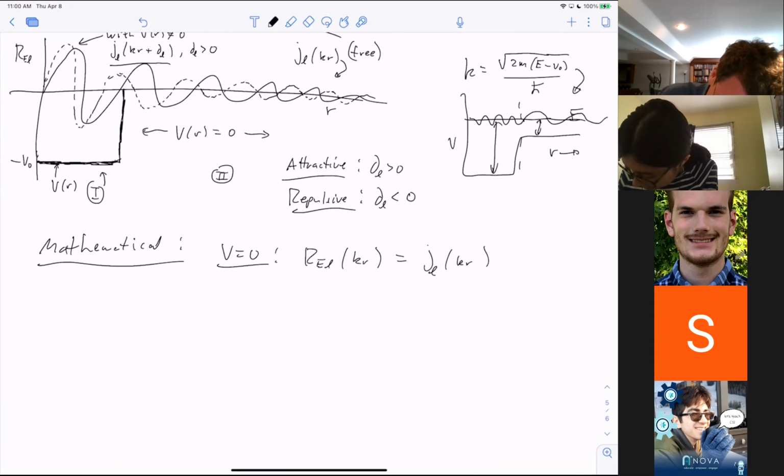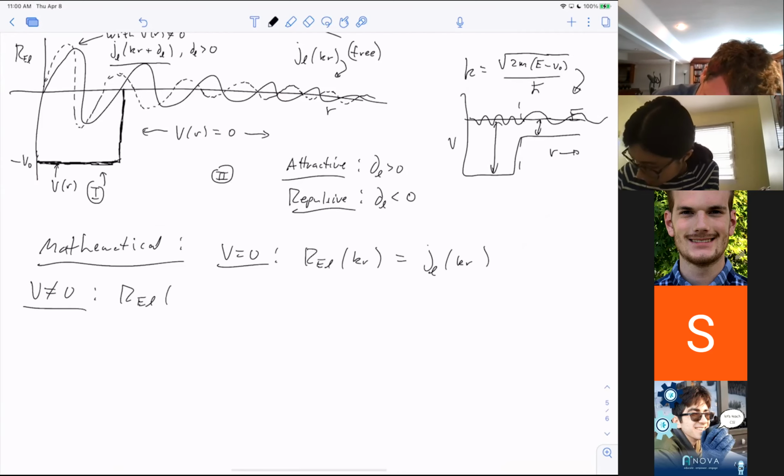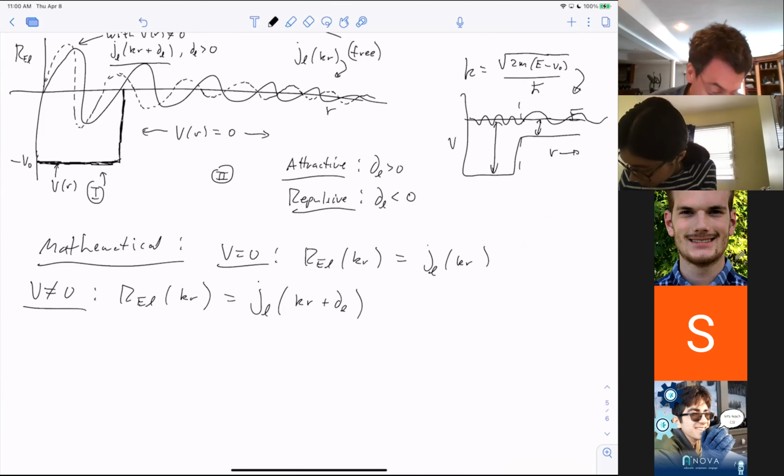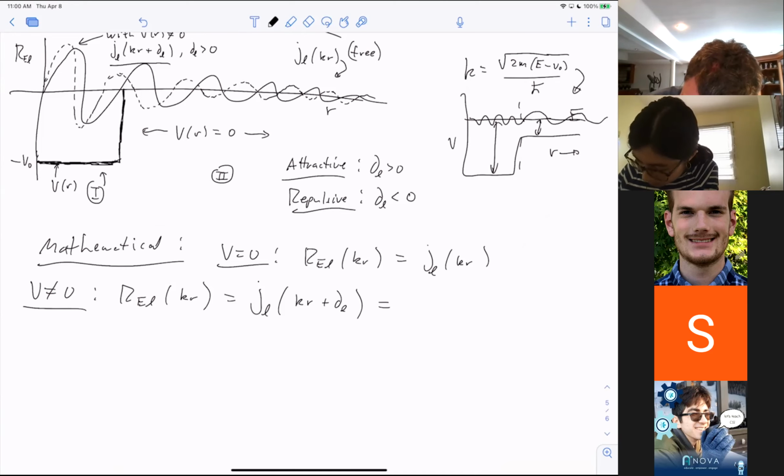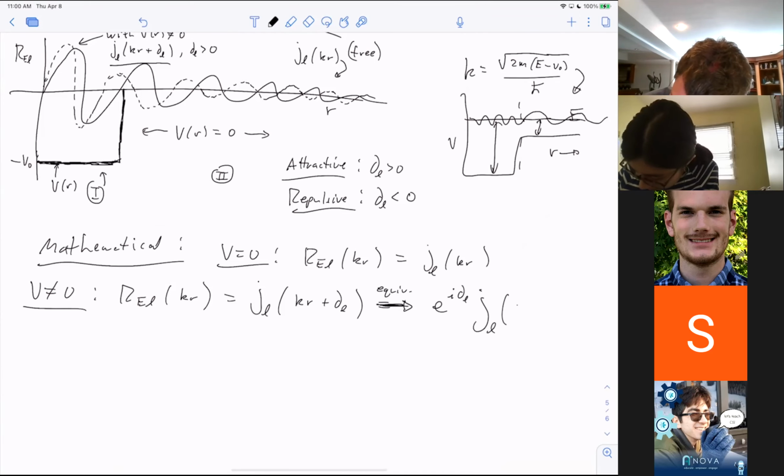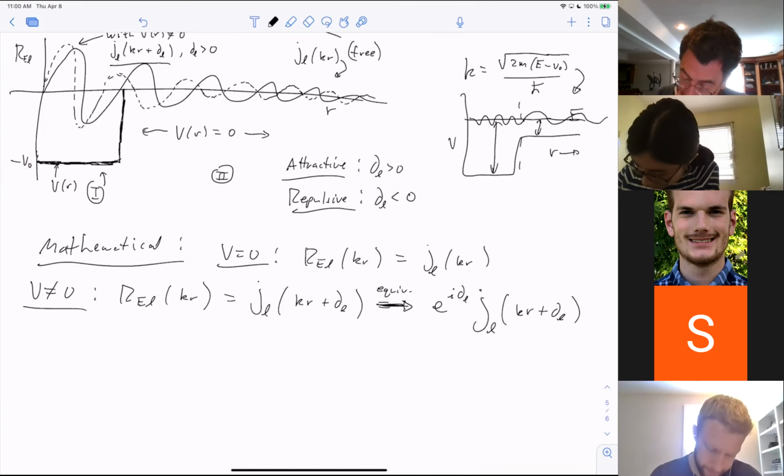But now if the potential is not 0, then the radial wave function is equal to a Bessel function that's been phase shifted. I just proved that to you with my little diagram. But let's take a closer look at this, because now let's do some cute little math. I can say that this is equivalent to e to the i delta L j sub L of kr plus delta L. I can write that because I can always add a phase shift to the wave function.